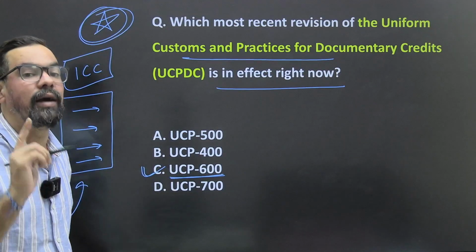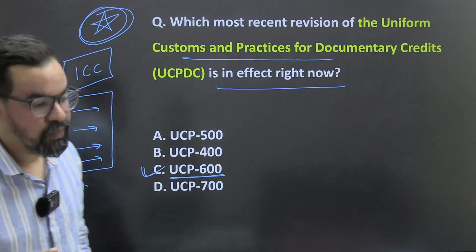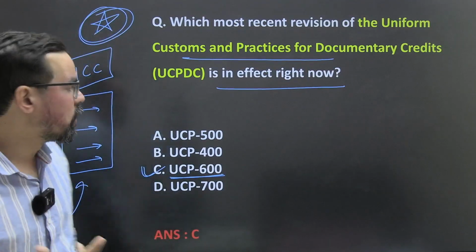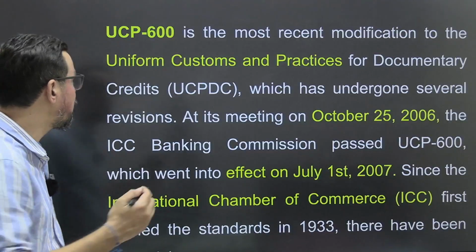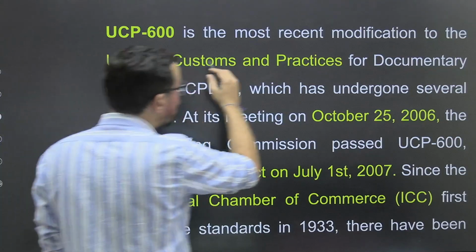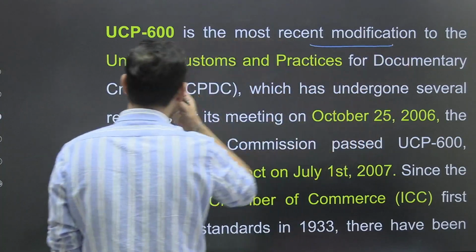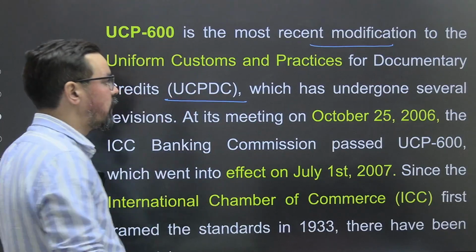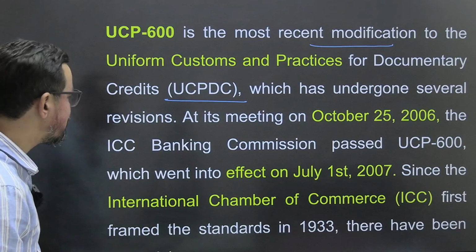There are 39 articles which are generally part of this one. और इनका क्लबिंग दिया गया है, just go through that particular one also, ठीक है, जो मैंने आपको कराया भी था, ठीक है. So UCP 600 is the most recent modification to UCPDC, Documentary Letter of Credit, which has undergone several revisions.